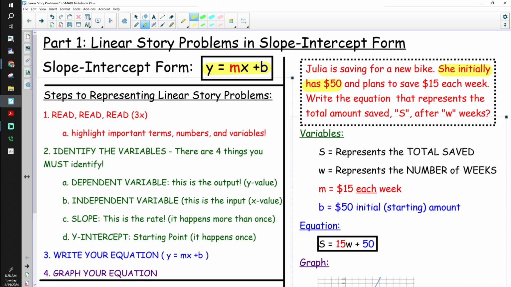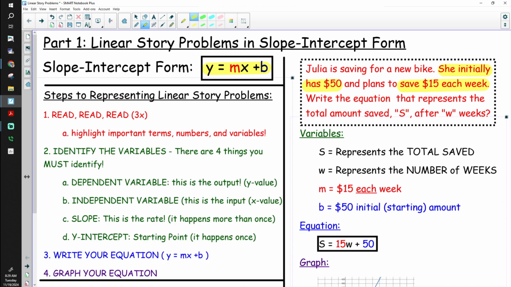Okay. Next, and she plans to save $15 each week. Save $15 each week. And again, we're giving context to this number. It's not just 15, it's $15. She doesn't have the $15 right now, but each week she's going to save $15. So you can think of it as every week she's not going to have $50, but she's going to have $15 more each week.